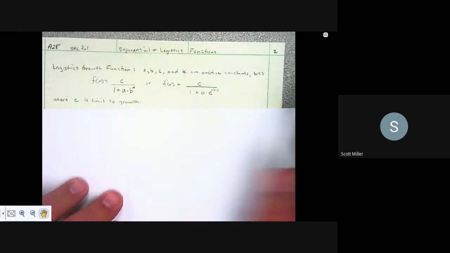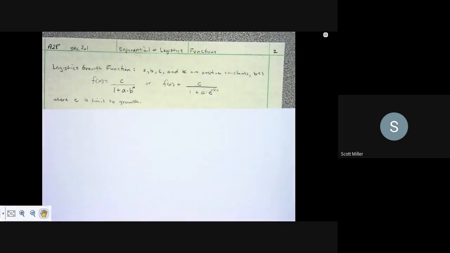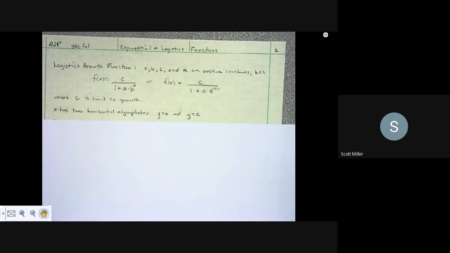So in this situation, the number C is the limit to growth. Okay? A logistics growth function will have two horizontal asymptotes. Unless you have movements in some fashion, one is going to be at 0 and the other one is going to be at C.